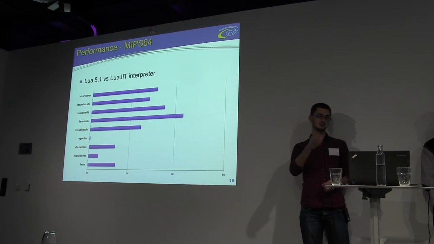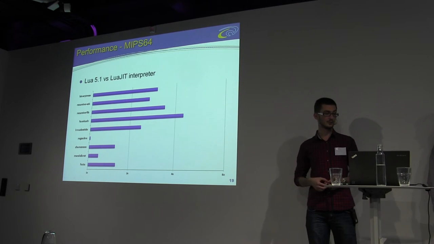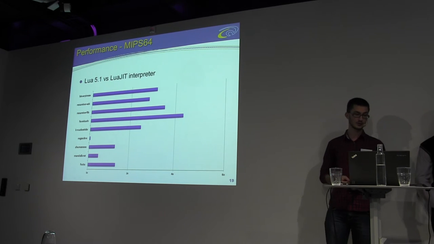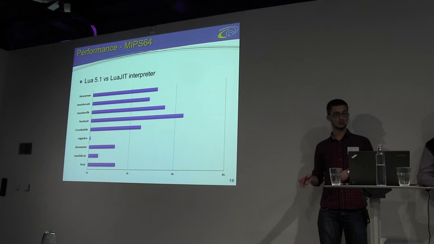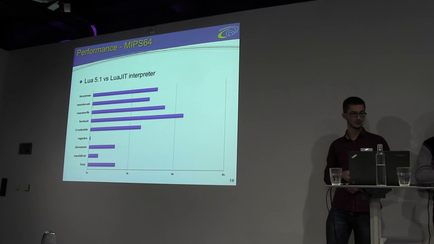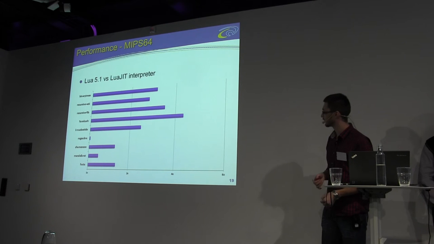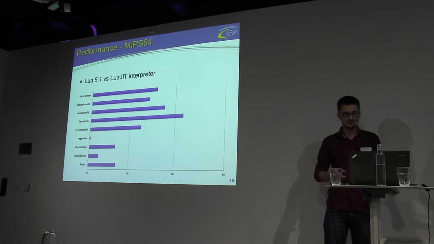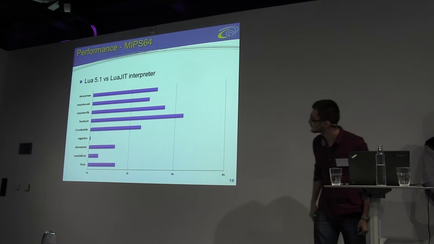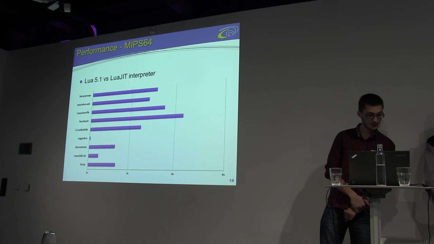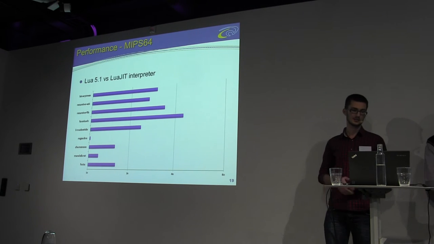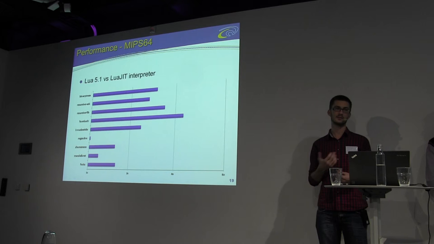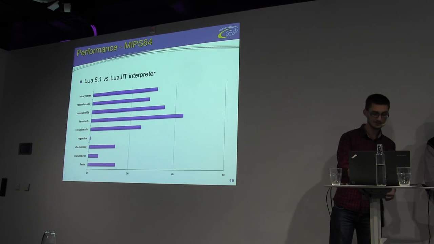This is a chart which shows the performance difference between Lua 5.1 and the LuaJIT interpreter. It shows how much faster the LuaJIT interpreter is in comparison to Lua 5.1. Well, it can be around four or five times faster. In some cases, like there's a test called regex DNA, it isn't faster and it's supposed to be faster, we know for a fact. So that test shows that we have an issue which we haven't solved and still haven't identified.